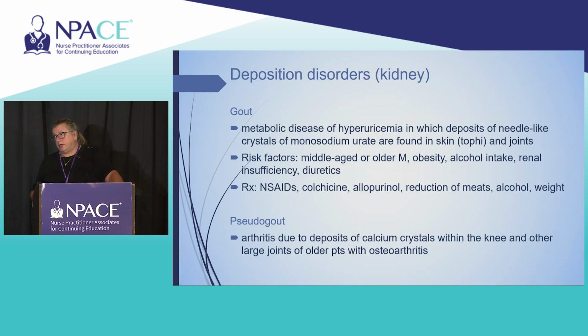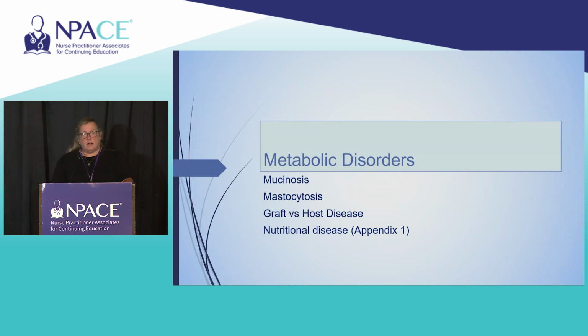The deposition disorders I suspect you see quite frequently. Gout, of course, develops from hyperuricemia and those crystals in the joints. And pseudogout will develop from calcium crystals, which more often will develop in knees or larger joints in older patients with osteoarthritis. And there are metabolic disorders that will also be able to clue us into an internal problem.